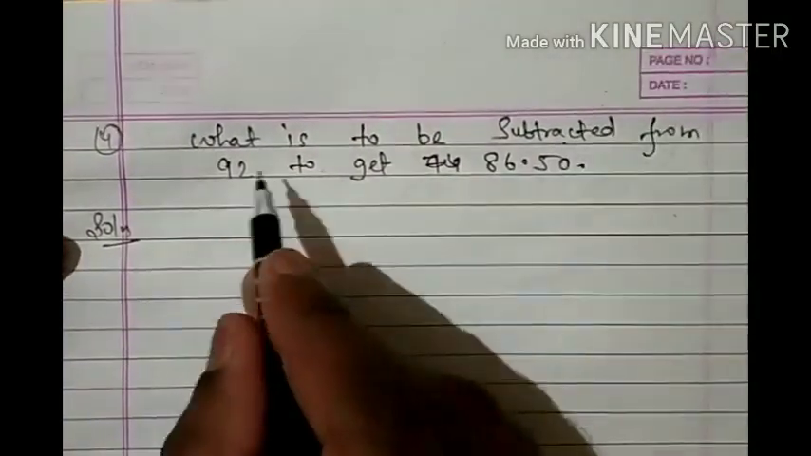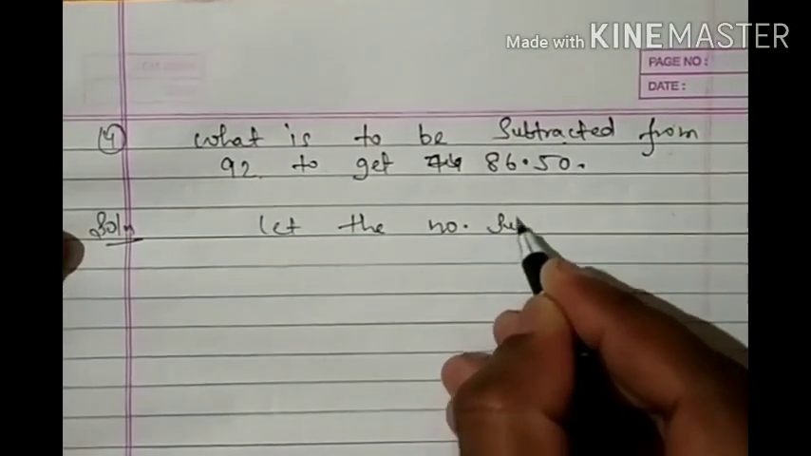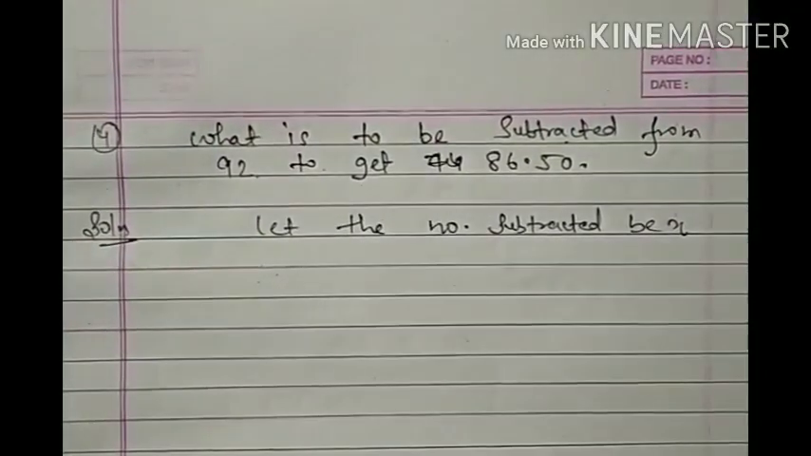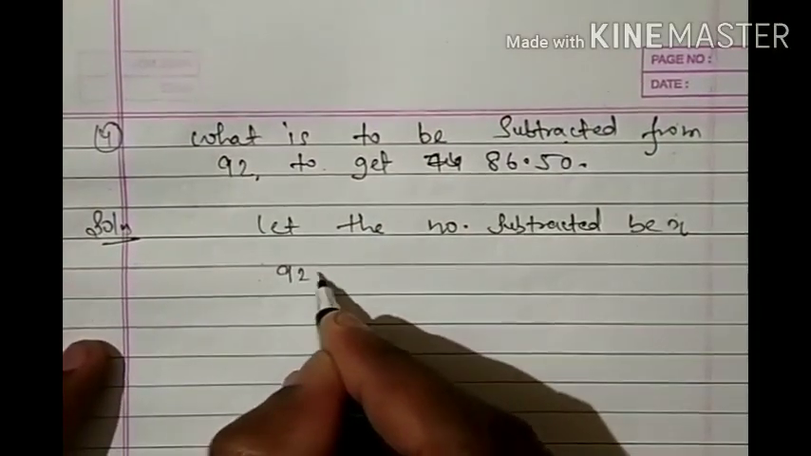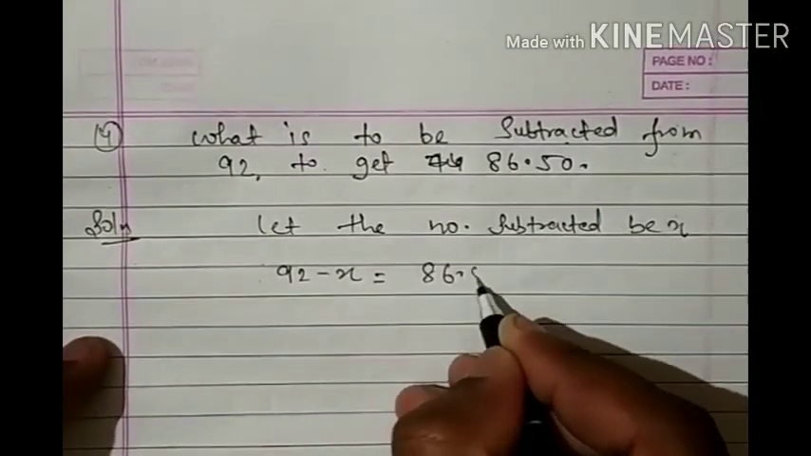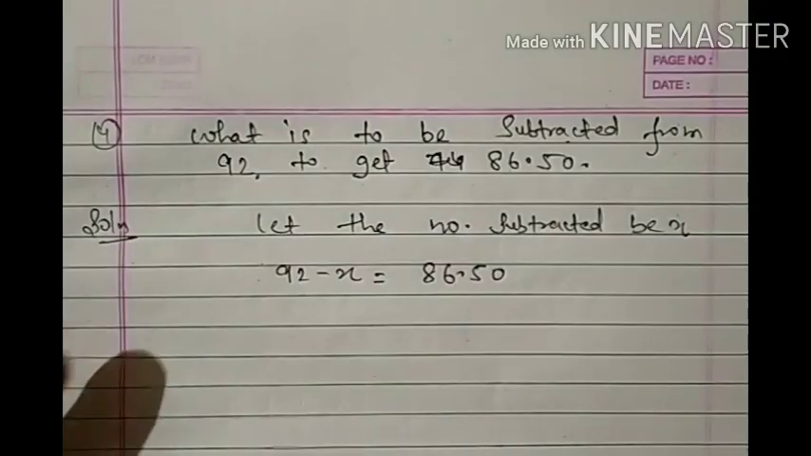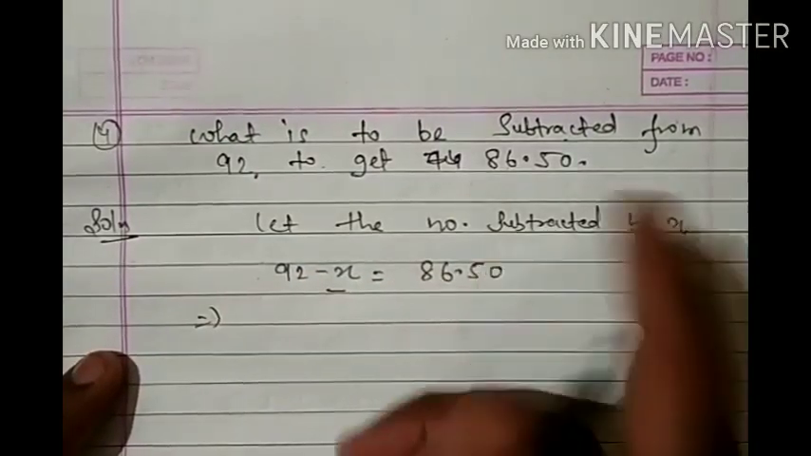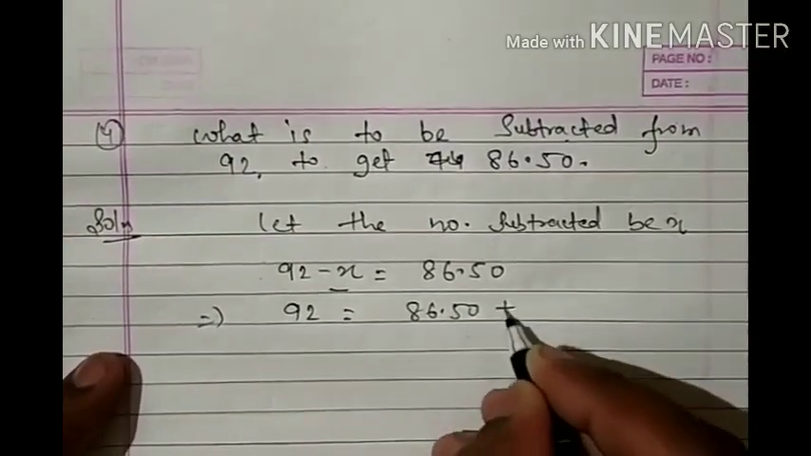What is to be subtracted from 92? Let the number subtracted be x. We have to subtract from 92. That is 92 minus x. And what will we get? We will get 86.50. I hope we all are able to solve such equations. We will find out the value of x. When we put minus x on the right side, what do we get? Plus x. That is 92 is equal to 86.50 plus x.